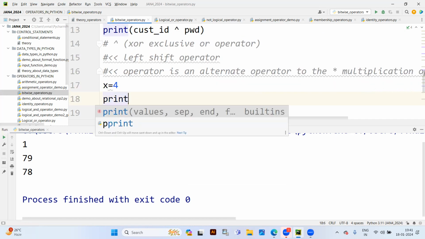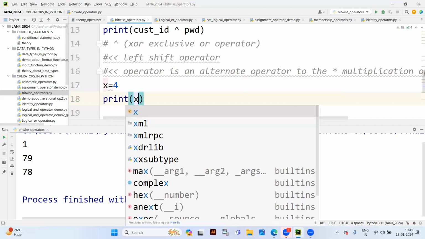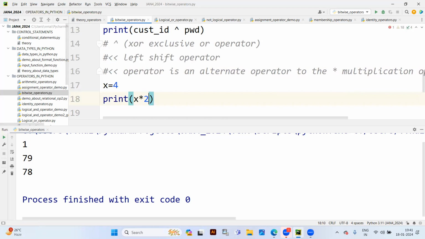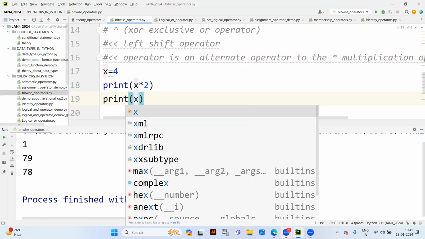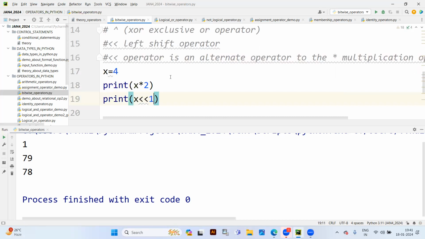Now if I perform x into 2, and if I perform x left shift 1, multiplying 4 with 2, the output is 8. Even if you perform the left shift one time at the bitwise level, it is also produced as an output. Can you see the output now?